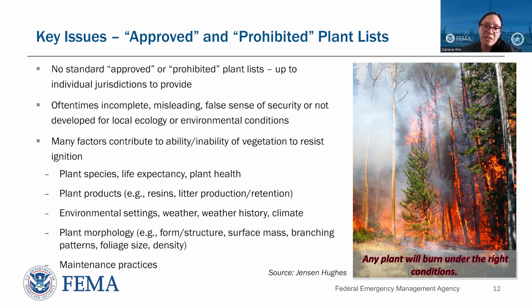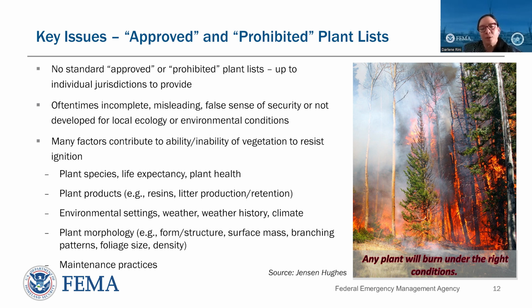So another key issue with understanding and designing appropriate defensible space measures is the limited amount of guidance, codes, and standards on knowing what plants and trees can be considered as either fire safe or, quote unquote, approved, and those that are considered hazardous or prohibited. While some areas have compiled lists of both approved and prohibited plants to help guide owners in landscaping design, most places do not have these resources. And so the ability or inability to resist ignition for plants and trees is dependent on numerous physical characteristics of the plant. Many of the existing lists, while potentially beneficial to homeowners, can be incomplete or misleading and can provide a false sense of security.